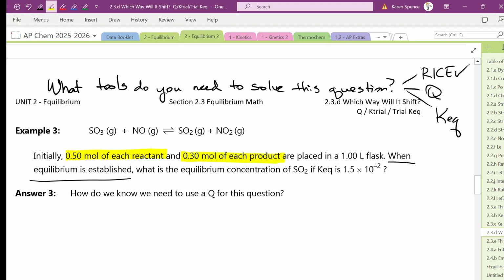And I'm just going to quickly write the first couple lines of the RICE table because I'll show you a common mistake that people make. Okay, so there's our reaction: SO3 plus NO, SO2 plus NO2 gas.